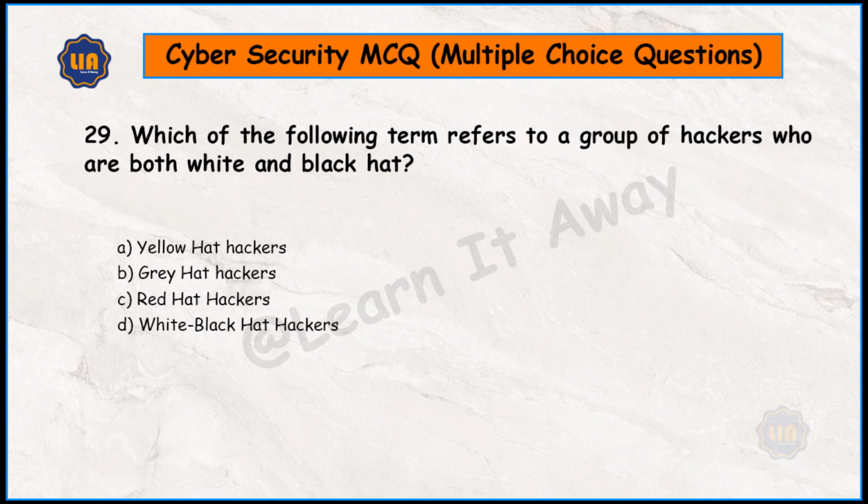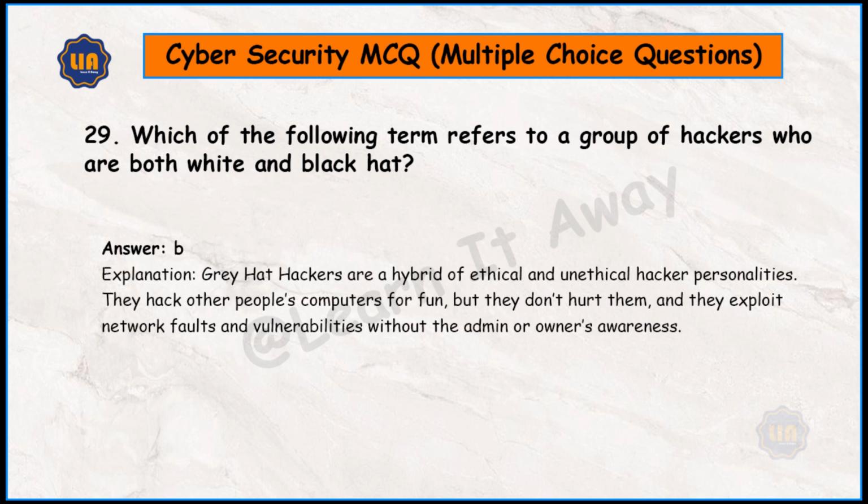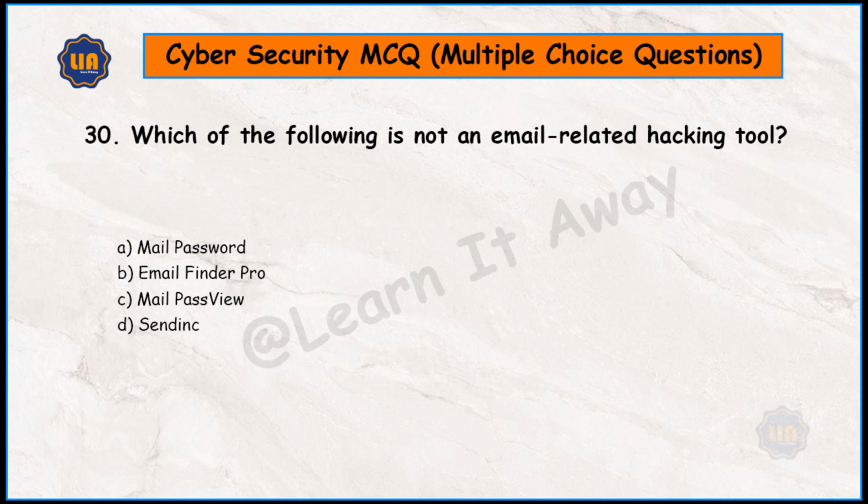29. Which of the following term refers to a group of hackers who are both white and black hat? A. Yellow hat hackers. B. Gray hat hackers. C. Red hat hackers. D. White black hat hackers. Answer. B.